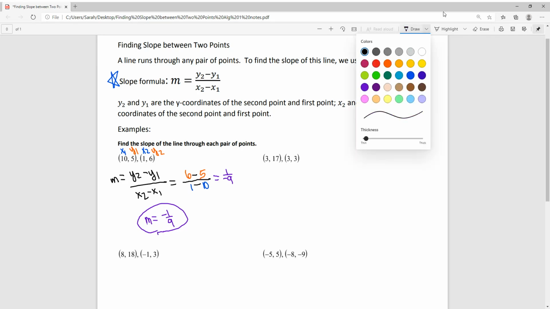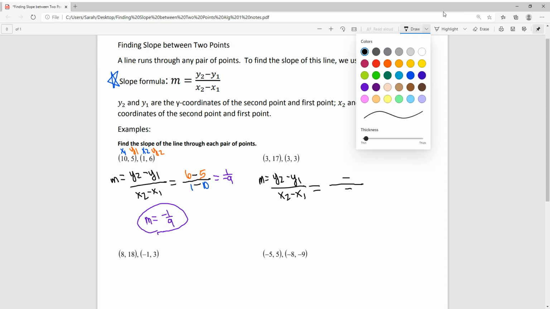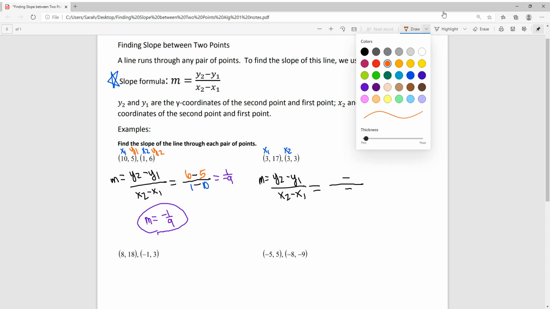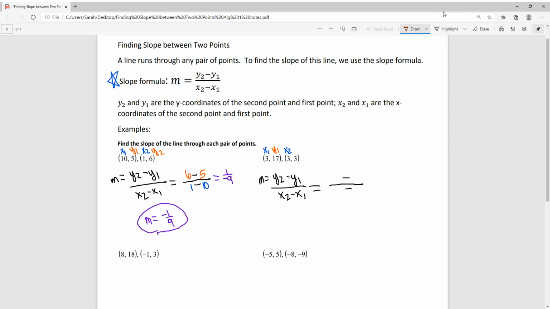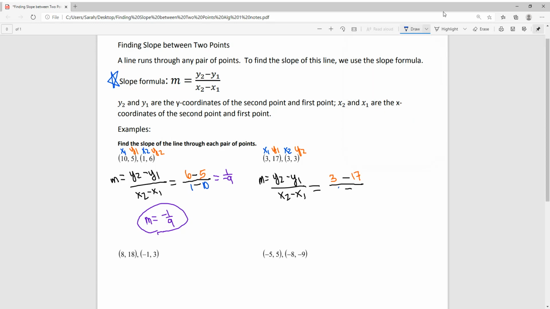Let's try another one. I'm going to write out my formula just so I have it. I'm going to kind of preset it up with that minus sign on top and bottom like I showed you before. Labeling our points. My x1 and x2 are both 3. That's just a coincidence. My y1 is 17, and my y2 is 3. So then let's plug things into the slope formula where they go. y2 minus y1 is going to look like 3 minus 17. x2 minus x1 is going to look like 3 minus 3.